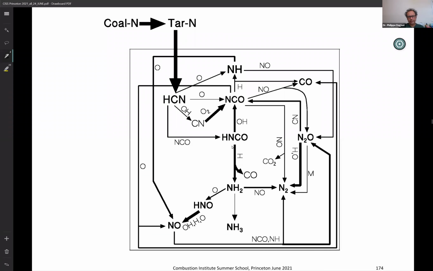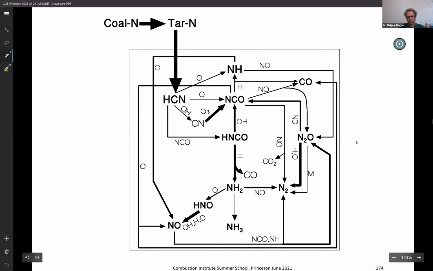HNCO can be oxidized and form NCO. They can also react with H atoms to produce NH. And by oxidation of NH, you get NO here. You also get NO through the oxidation of NH2 by oxygen atom forming first HNO, which will either decompose or react with radicals of atom to produce NO.